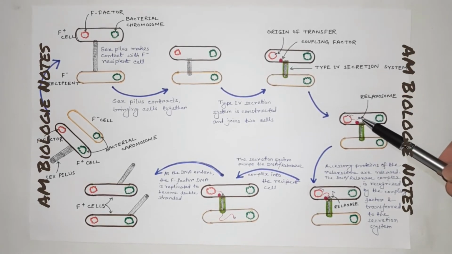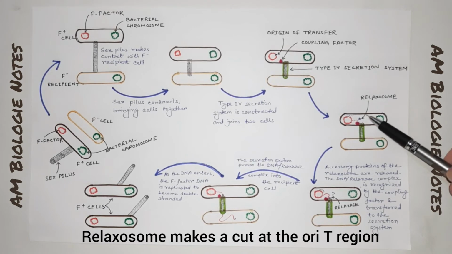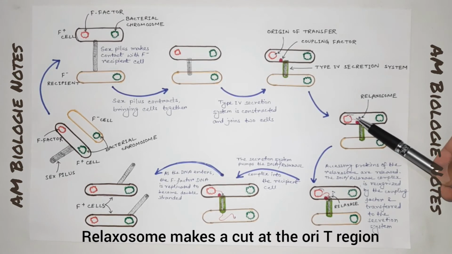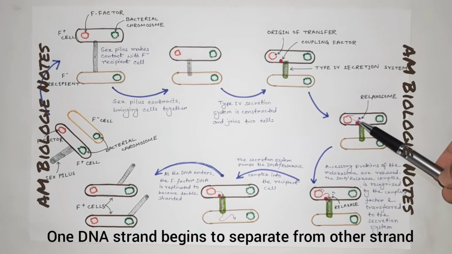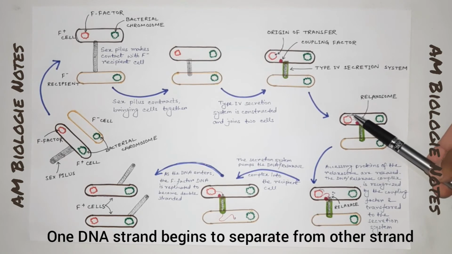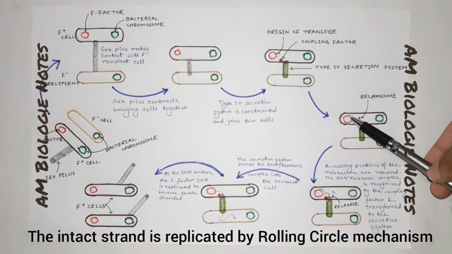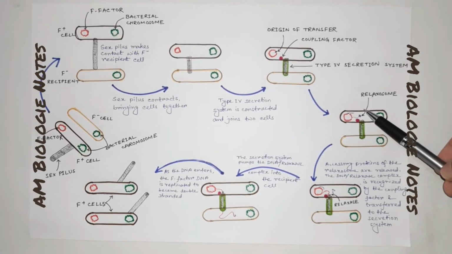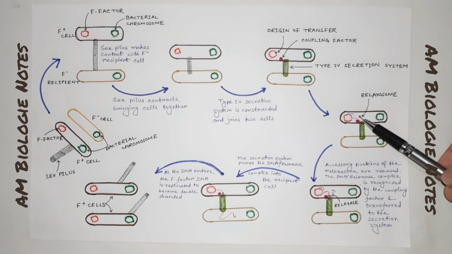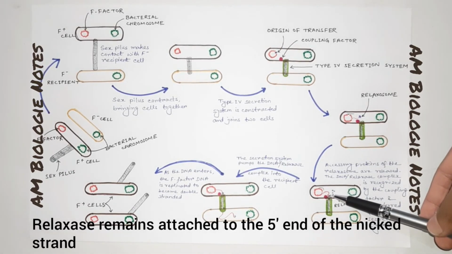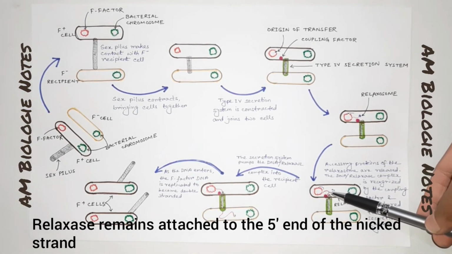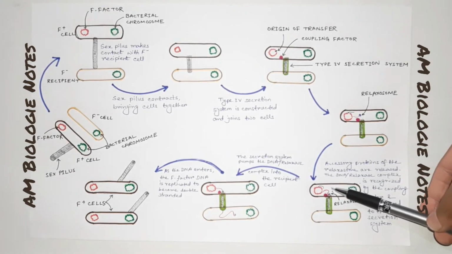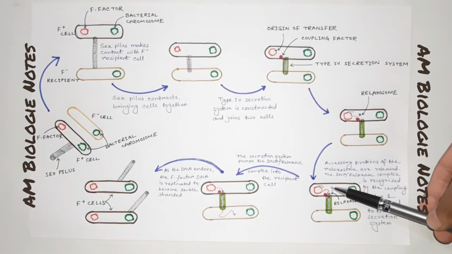A complex of proteins called relaxosome makes a cut at the origin of transfer of the F factor. As a result, one DNA strand begins to separate from the other strand. The intact strand is replicated by the rolling circle mechanism. This replication is also initiated by relaxosome. Relaxase, an enzyme associated with the relaxosome, remains attached to the 5' end of the nicked strand. Other accessory proteins of the relaxosome are released.